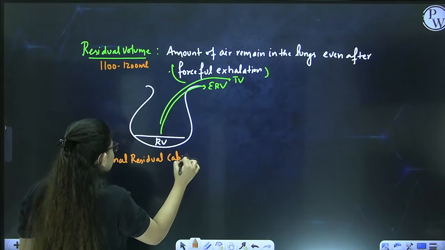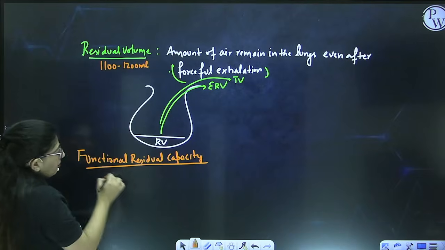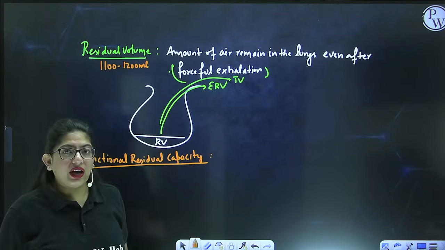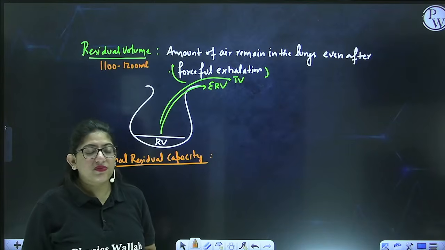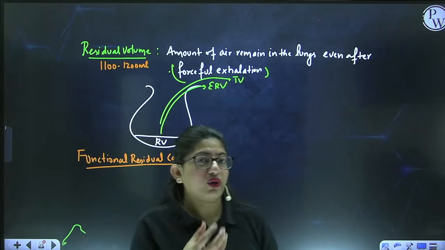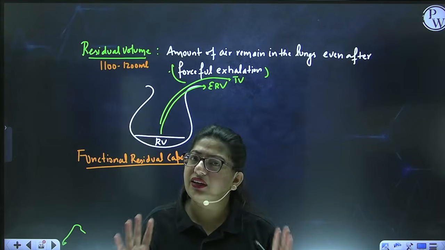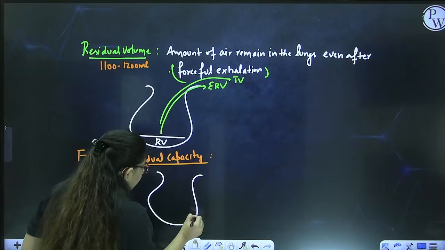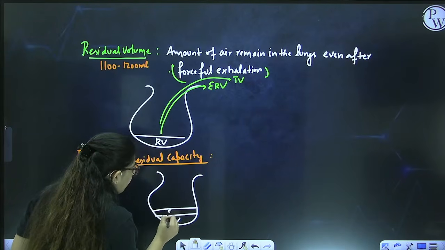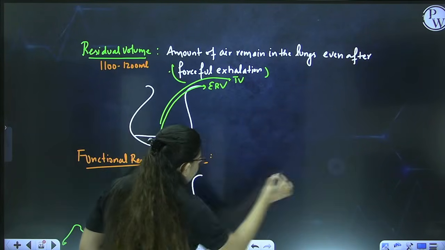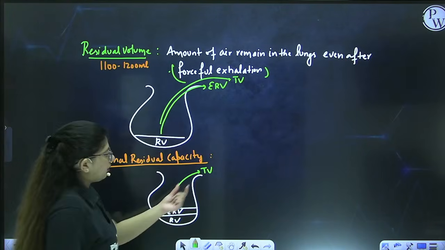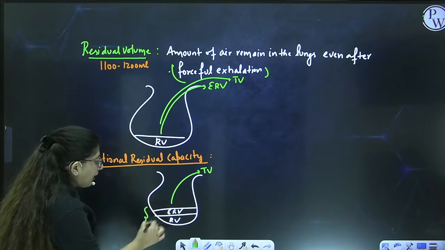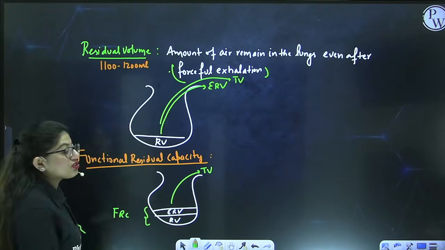When you were exhaling forcefully, the air that remains in the lung was your residual volume. What if you do not take out ERV, you only take TV? If the person is only taking out TV, not ERV, that means the person is exhaling normally. How is the person exhaling? Normally. So the amount of air that remains in the lungs after normal exhalation is FRC, functional residual capacity.